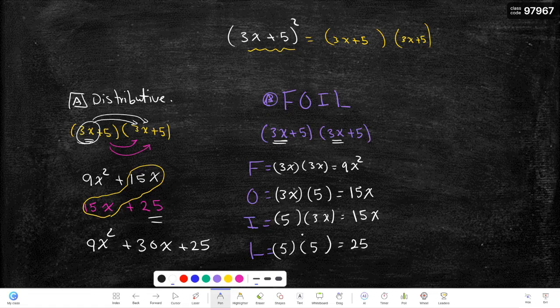And all you have to do right now is just rearrange this by writing 9x squared plus, we have two like terms, 15x and 15x, this would be 30x, and then we have 25 written as a constant. So this is the FOIL method. What about the last method that we can use here? The last is the table method.